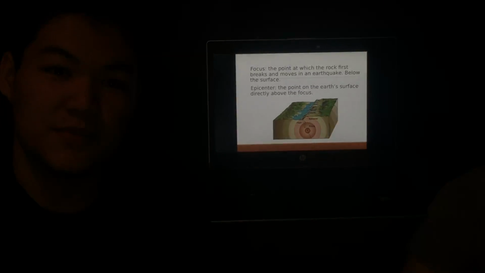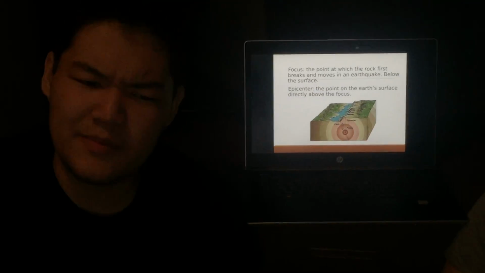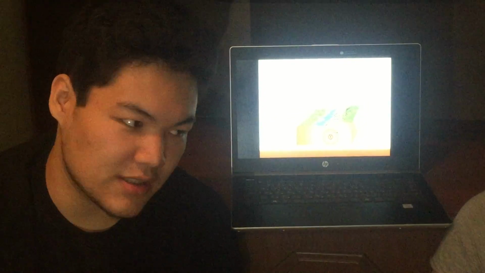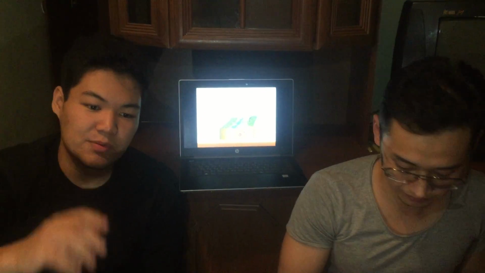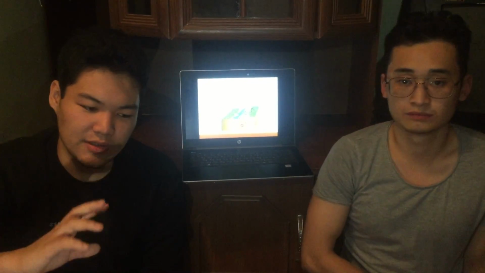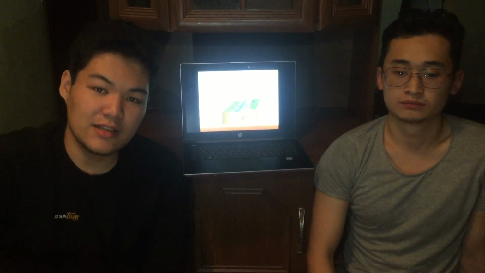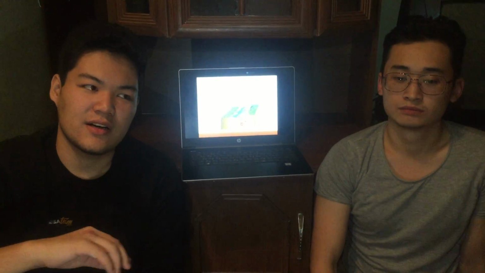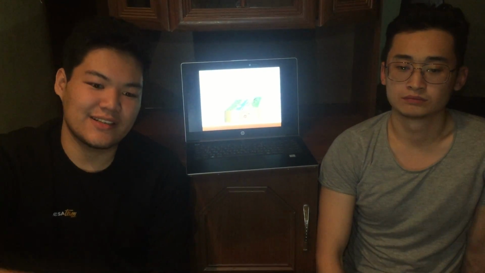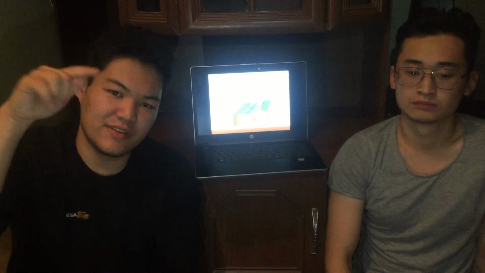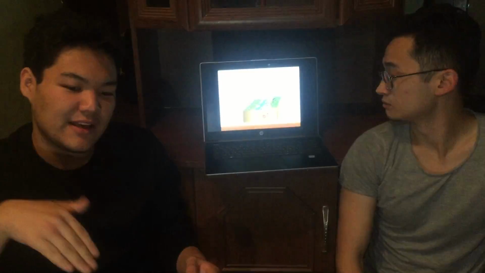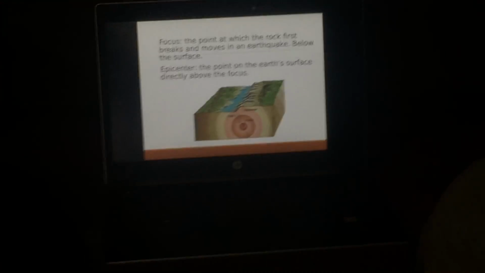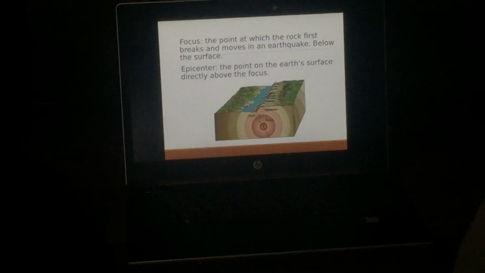There are also some terms which should be described, such as focus. The focus is a point at which a rock will first break, and it causes further destruction. And also the epicenter, which is, generally speaking, the projection of that point on the flat Earth. As you can see, the focus is located deep in the Earth, but the epicenter is mostly described as on the surface of the Earth.